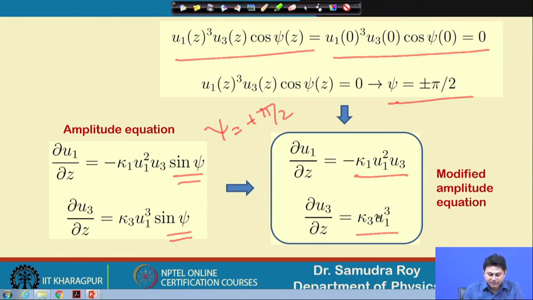So, we will have 2 expressions in our hand, and this is the modified amplitude equation. Using this modified amplitude equation, we will try to find out how u1 and u3 are going to evolve, and that we will do in the next class.